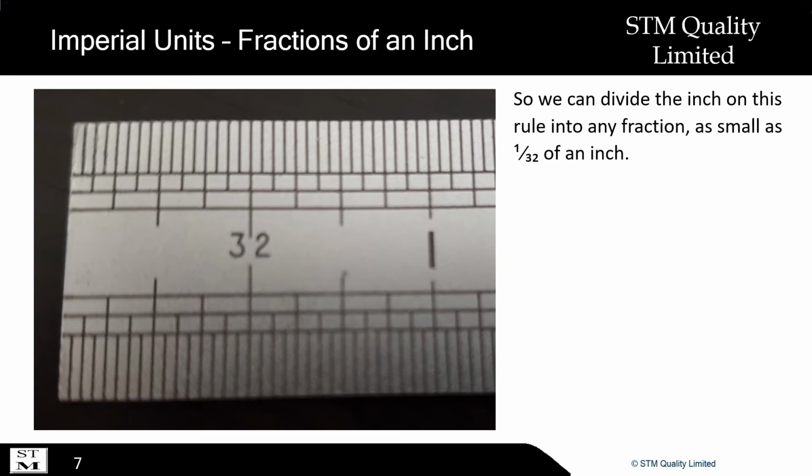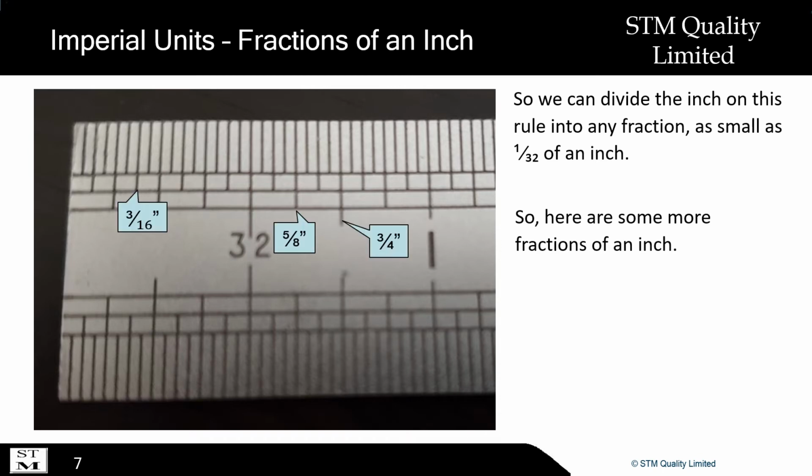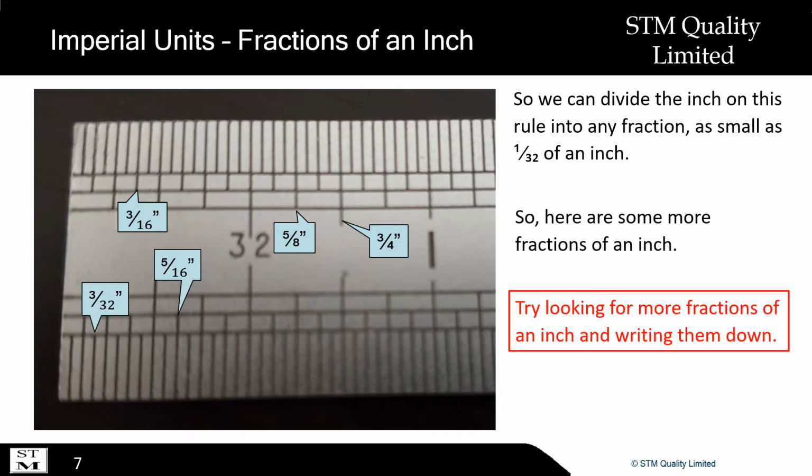So we can divide the inch on this rule into any fraction as small as 1/32 of an inch. So here are some more fractions of an inch. Try looking for more fractions of an inch and writing them down.